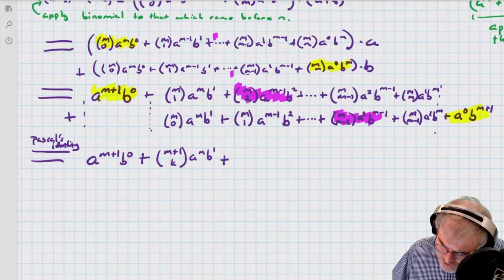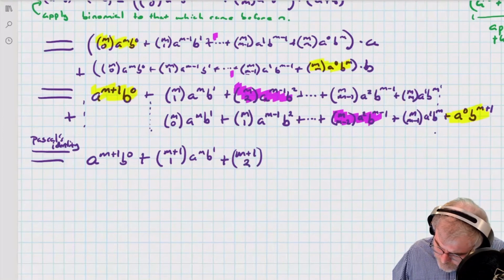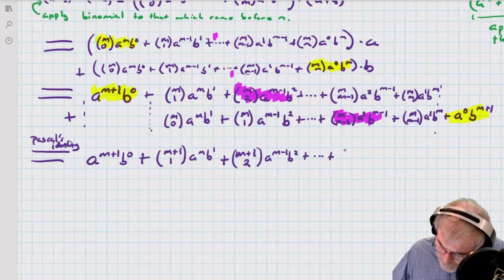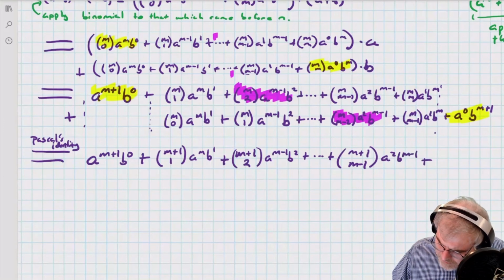Now, m choose 2 and m choose 1, that is the same as m plus 1, not k. I'm sorry, that should not be k. This is m plus 1 choose 1. This right here is m plus 1 choose 2. This right here is m plus 1 choose m minus 1. This right here, a squared, b, m minus 1. This right here, m choose m plus m choose 2. This is m plus 1 choose m.